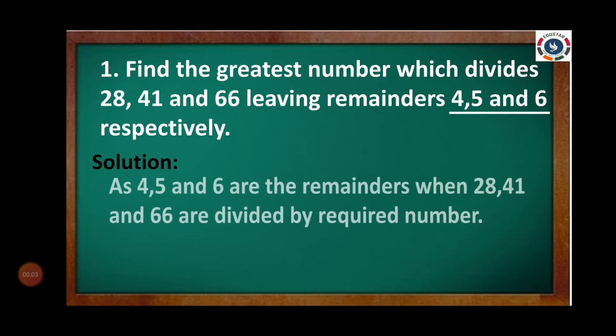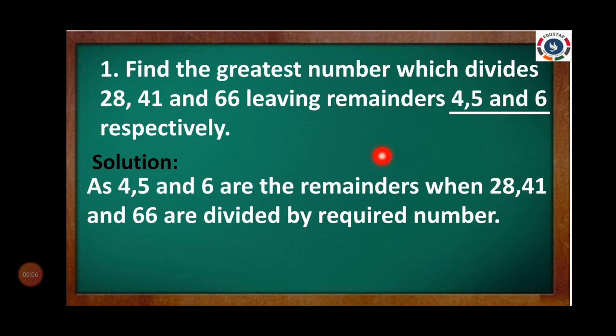So listen. 4, 5 and 6 are the remainders when 28, 41 and 66 are divided by the required number. Now we are going to find the required number. Three numbers are given, 28, 41 and 66, leaving remainders 4, 5 and 6. So 28 has remainder 4, 41 has remainder 5, 66 has remainder 6. We want to subtract those remainders from the given numbers.